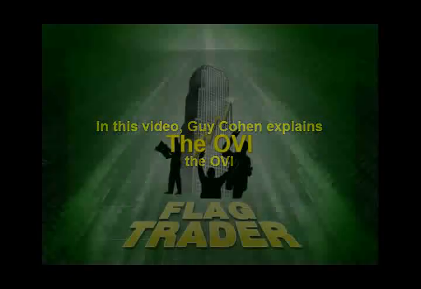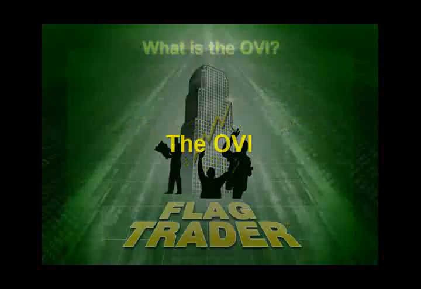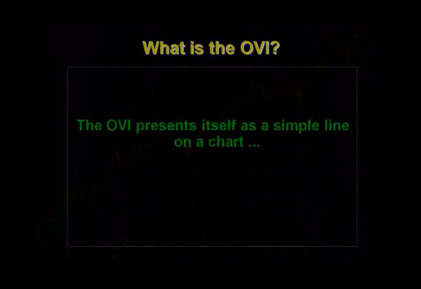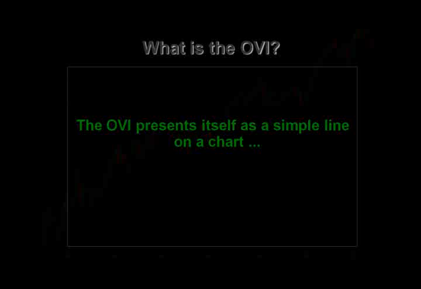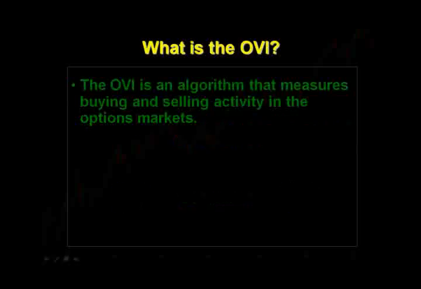Okay, so here we go. We're going to talk about the OVI, my special unique indicator. So what is the OVI? Well, before I talk to you about what it is, I'm going to tell you that it presents itself as a simple line on a chart. So relax. When it comes to interpreting it, we're going to be interpreting the line, not what goes into the line. So what is it?